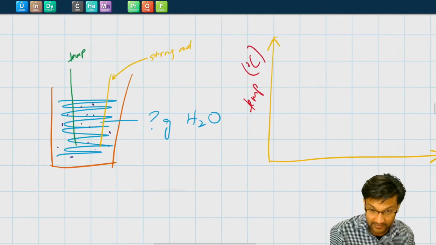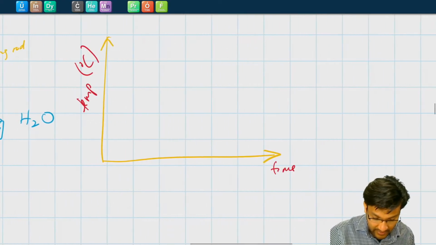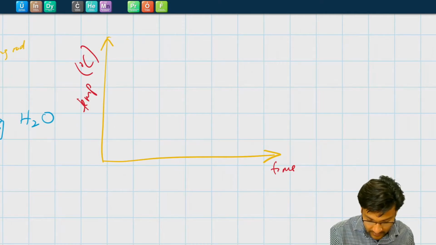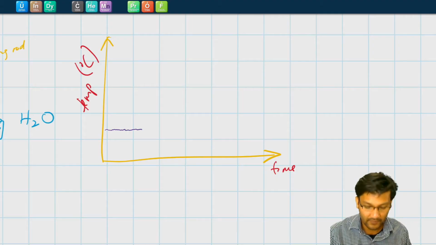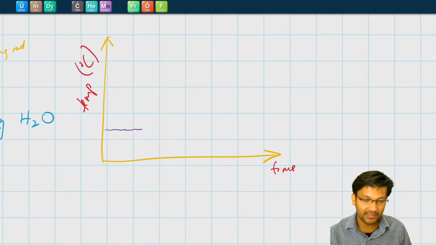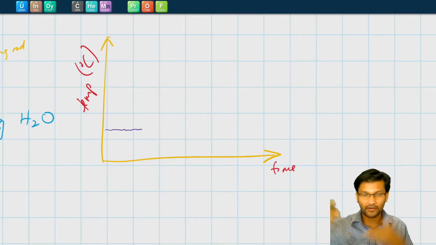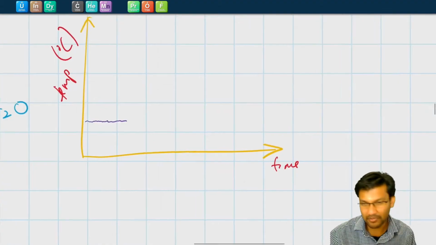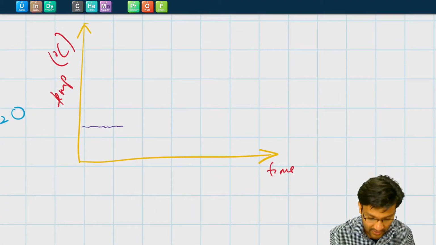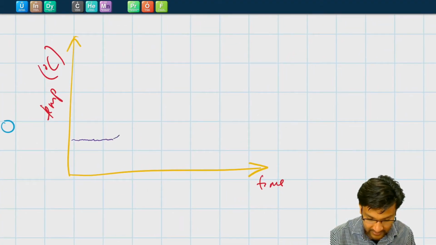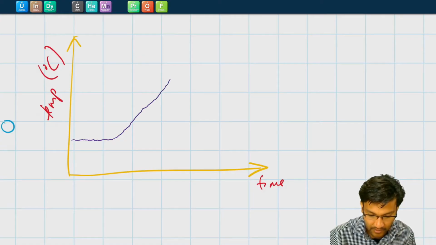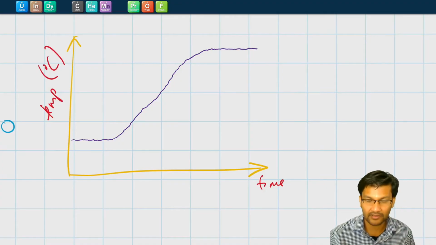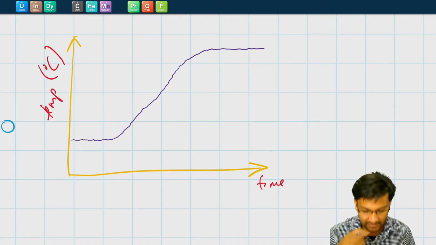So before you add the salt, you'll take a few measurements to make sure that the measurement of the water is stabilized. As you add the salt, you'll see either the temperature will increase or decrease, depending on whether it's exothermic or endothermic. In this example, let's assume it increases. So as you dissolve the salt, the temperature will start to increase, and then it'll slow down, and eventually it'll stop increasing. And then you can stop the experiment at that point.